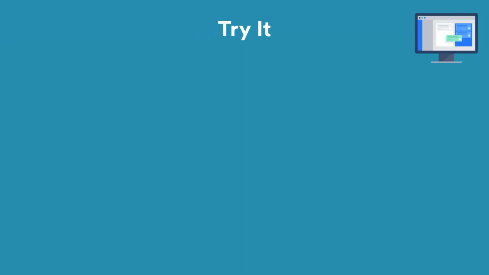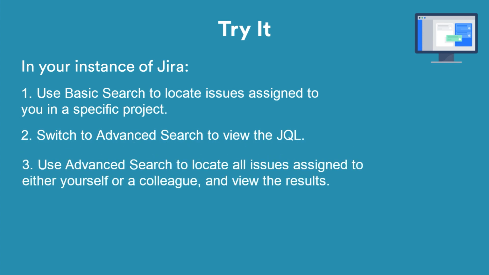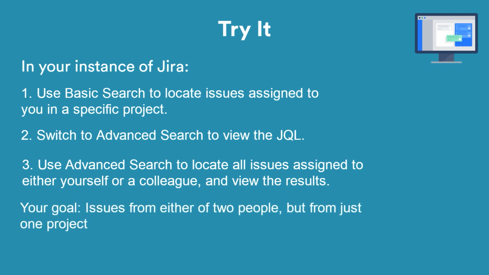Take some time to apply what you've learned in your own project. Open your instance of Jira and go to the Issue Navigator. Use the basic search to find issues assigned to you in a specific project. Switch to the advanced search to see the underlying JQL. Now stay in advanced search and expand your query to include all the issues assigned to either yourself or a colleague, and view the results of that search. In the end, you'll be viewing issues from either of the two people, but from just one project.